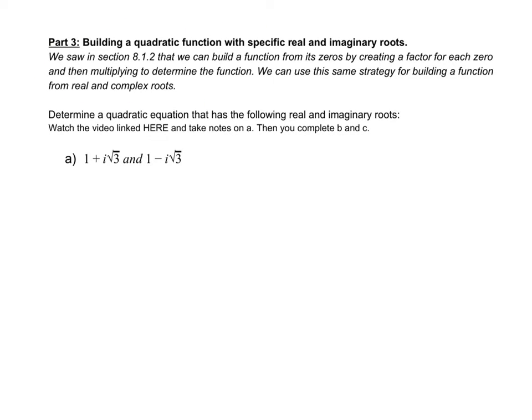But we found we could build that function from its zeros by creating a factor for each of those zeros, and then we would have a function in factored form, and if we multiplied it out, then we could have the function in standard form. So we're going to do that here. The only difference is that the two roots we've been given are imaginary. They're complex numbers. We have 1 plus i root 3 and 1 minus i root 3.